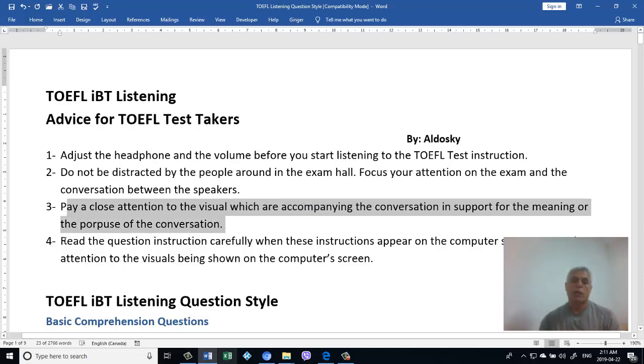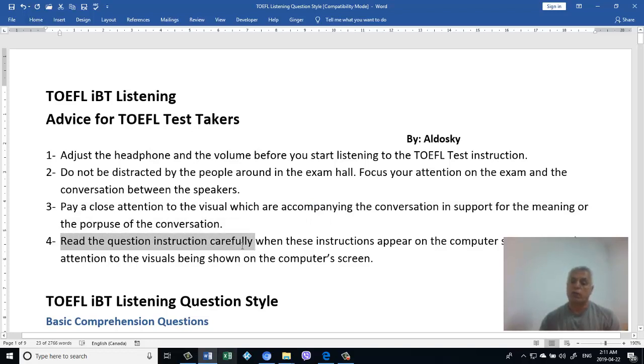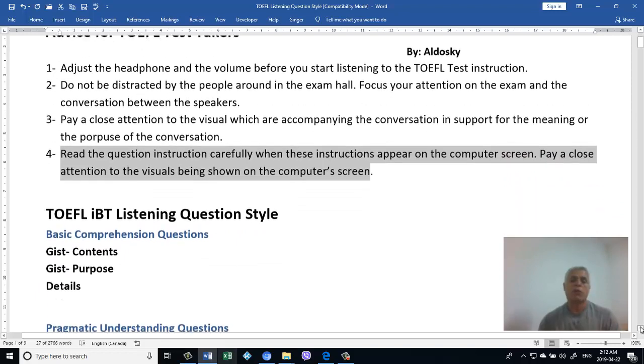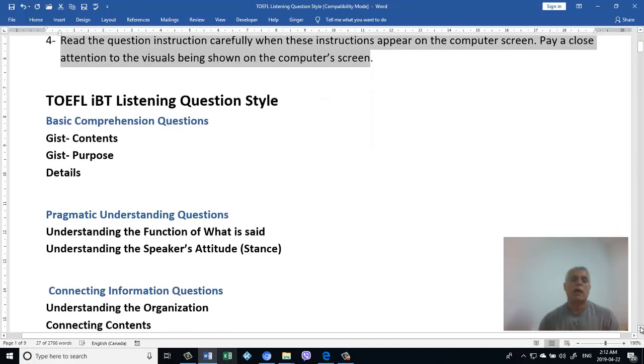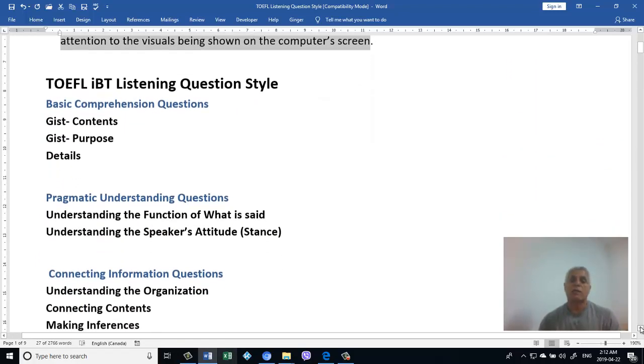Number four, read the question instruction carefully when these instructions appear on the computer screen. Pay close attention to the visuals being shown on the computer screen. Type of questions, we have TOEFL iBT listening question styles.